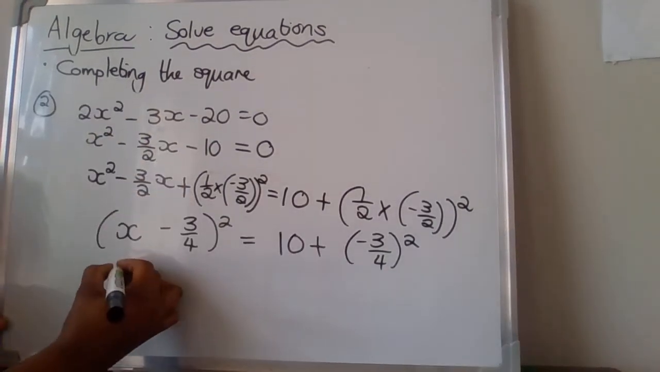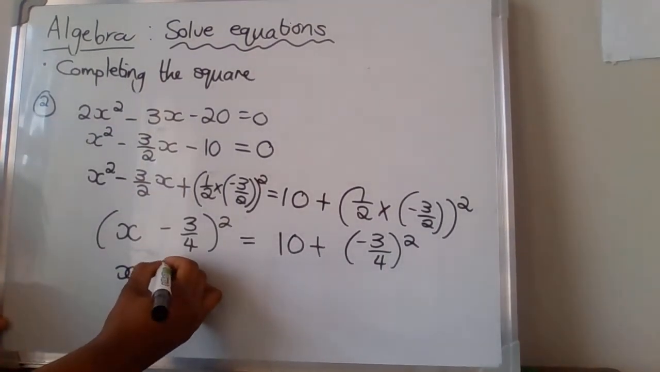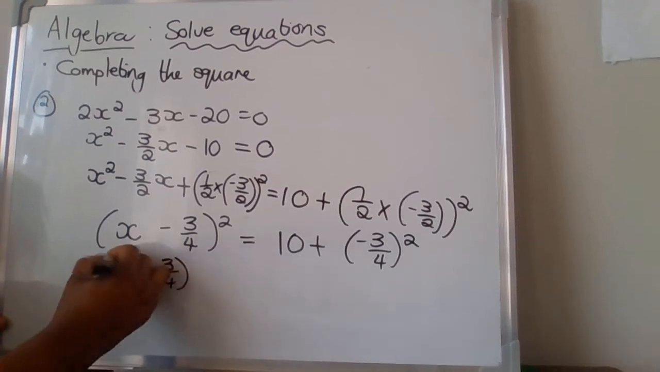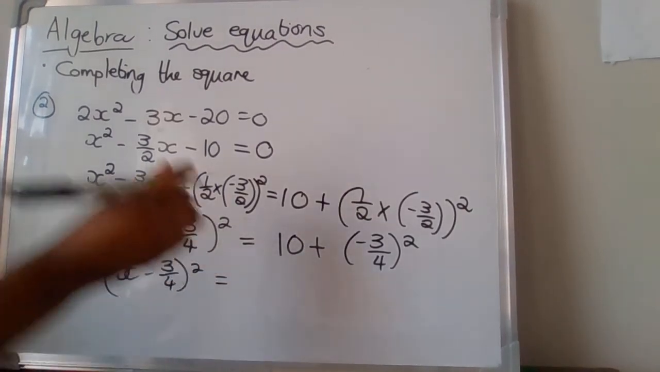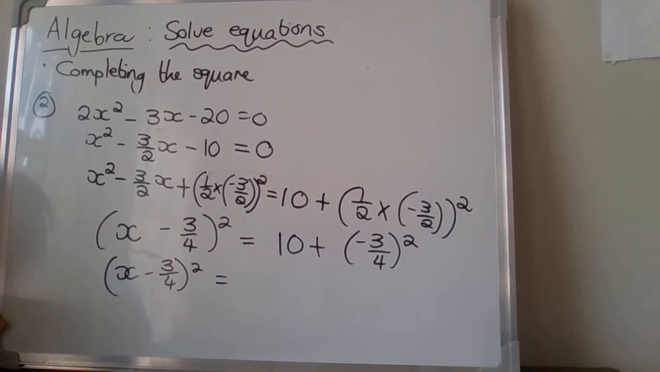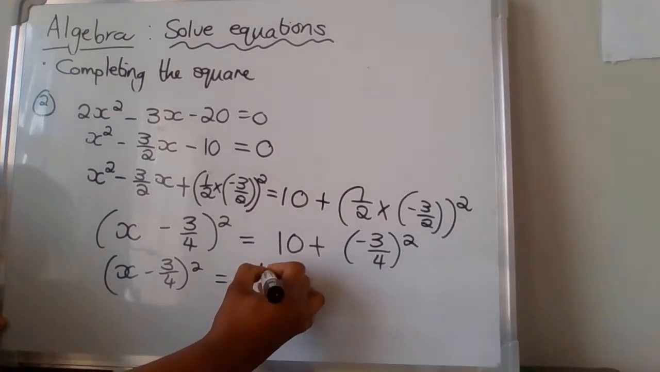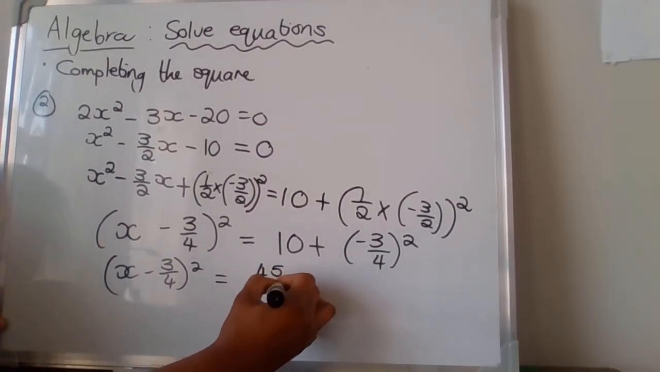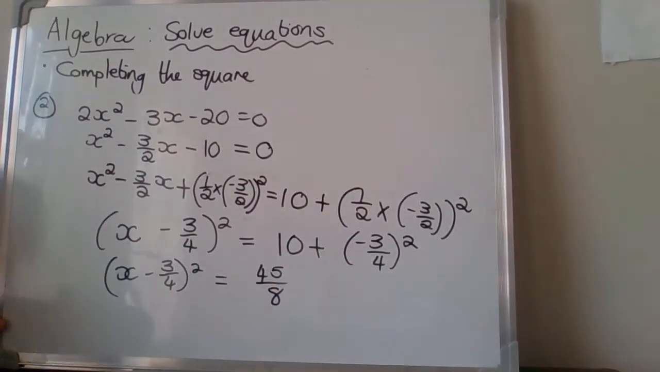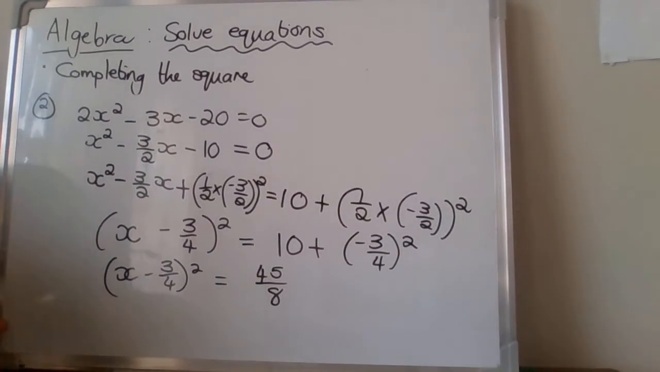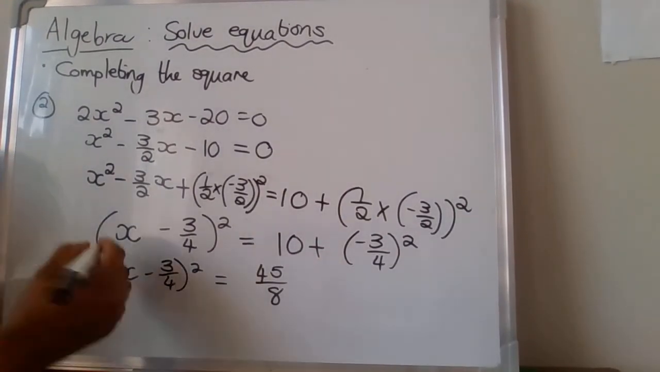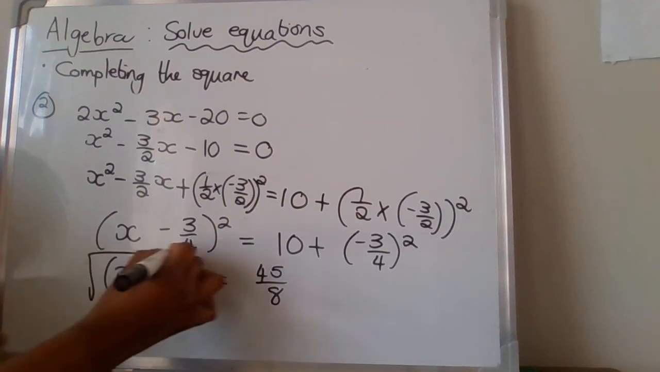Okay, so this gives me x minus 3 over 4 squared is equal to, let's use our calculators, so 10 plus 3 over 4 squared. Okay, so this gives me 45 over 8. And then what do I do? Then I square root both sides.